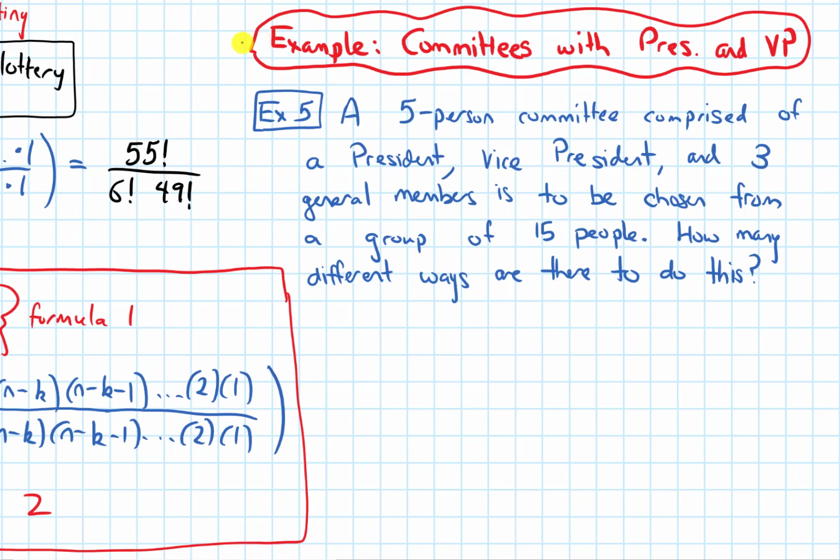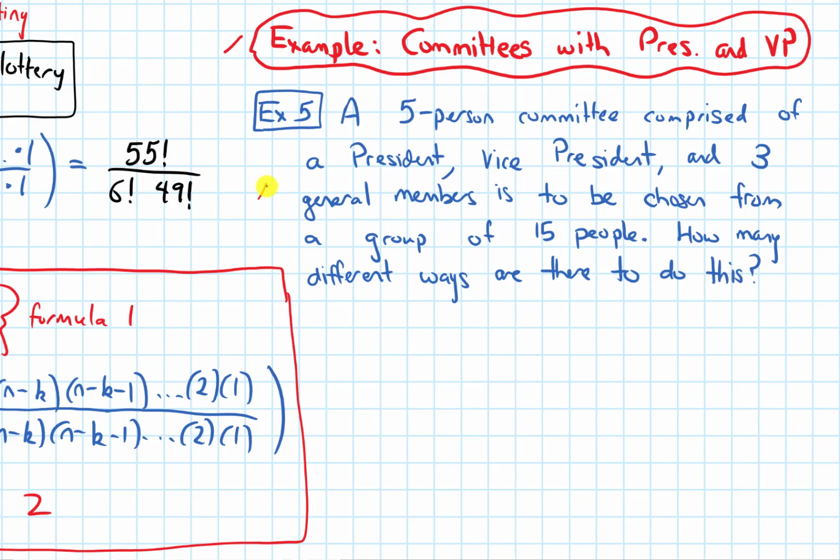In this video, we will do an example involving committees that have a president, a vice president, and some general members. So the example says that a 5-person committee comprised of a president, vice president, and 3 general members is to be chosen from a group of 15 people. How many different ways are there to do this?